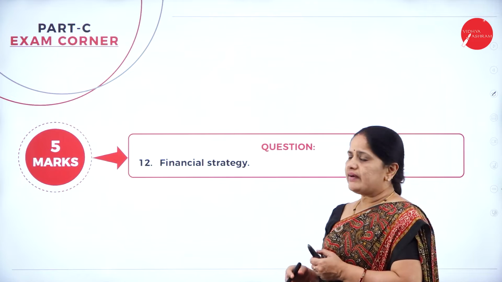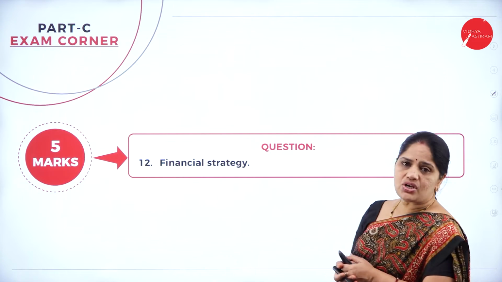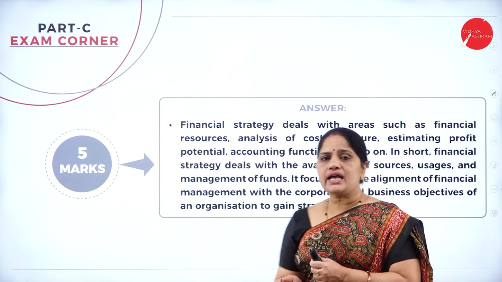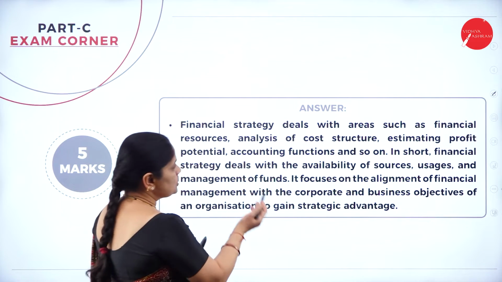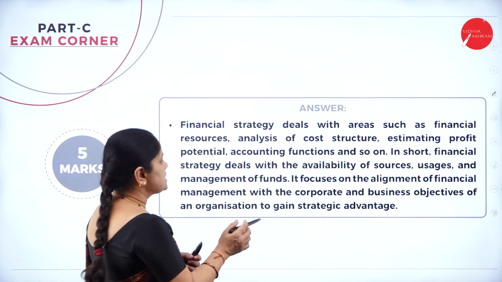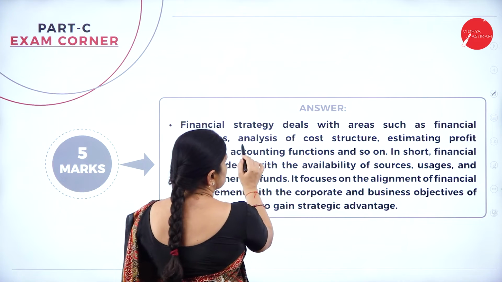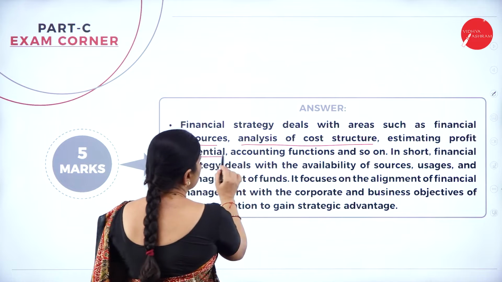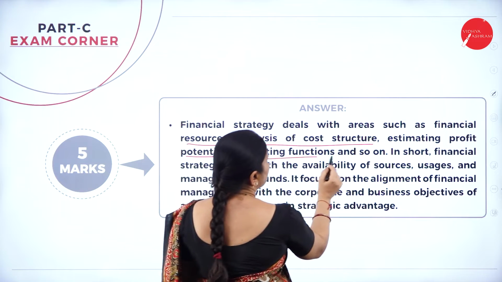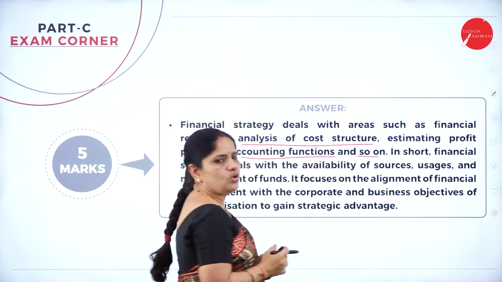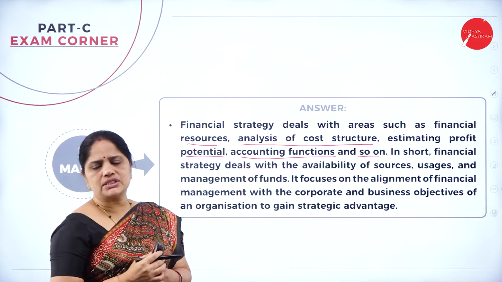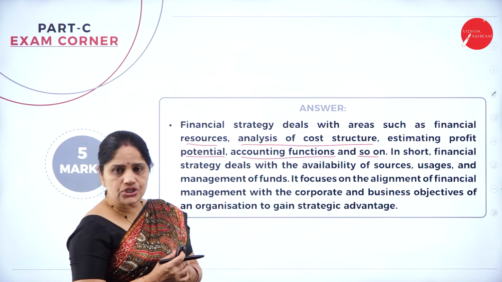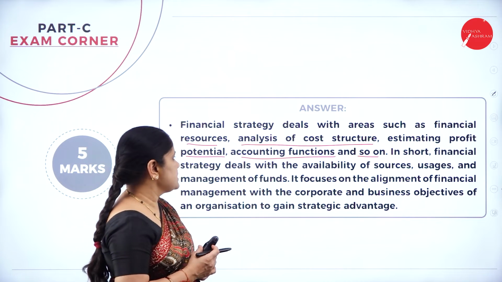Then we have a next question that is based on financial strategy. Now, what do we mean by financial strategy? Financial strategy deals with areas such as financial resources, analysis of the cost structure, estimating profit potential, accounting functions, and so on. So, financial strategy relates to all the things related to the financial resources of the organization.